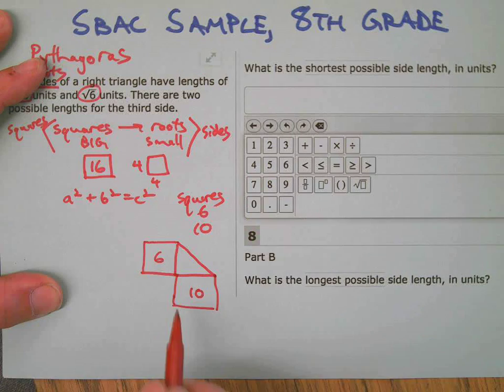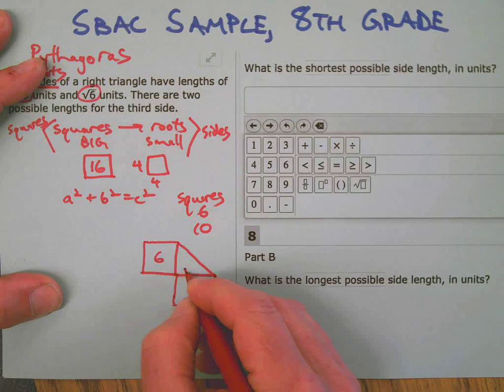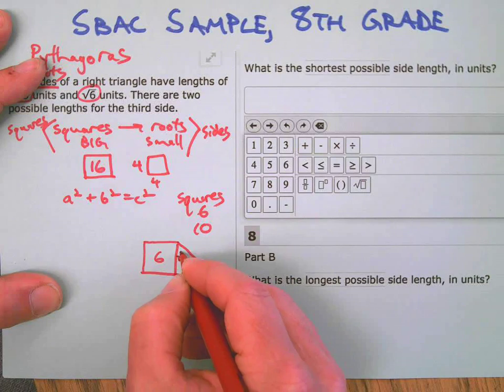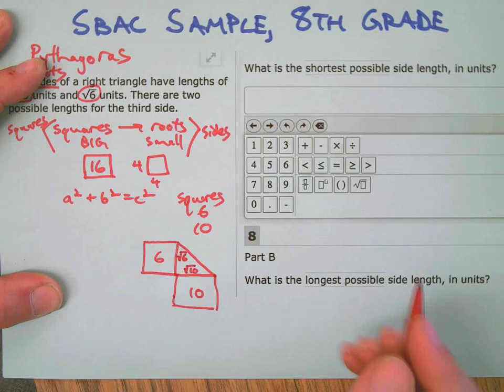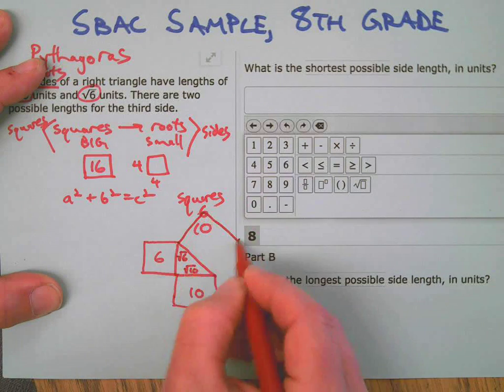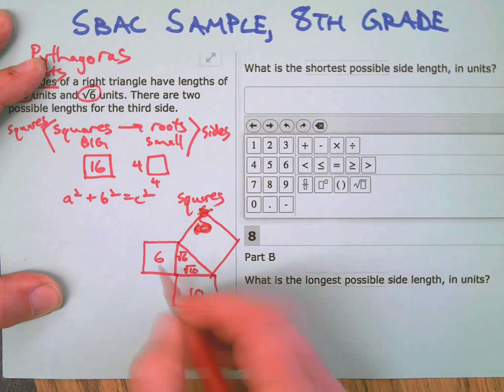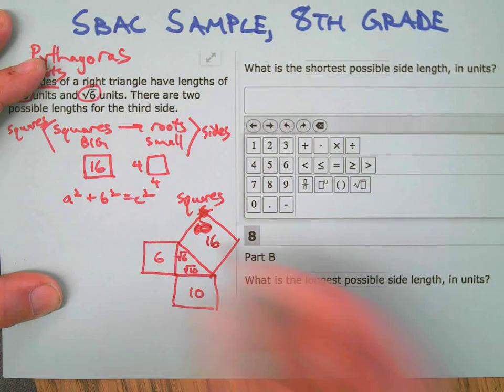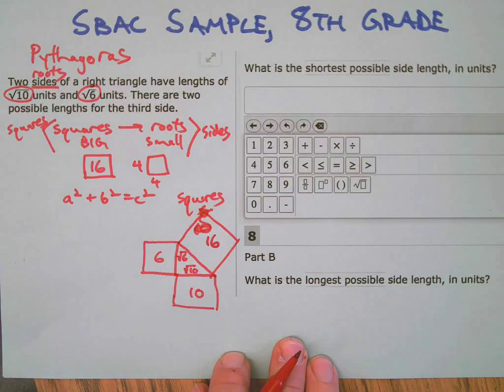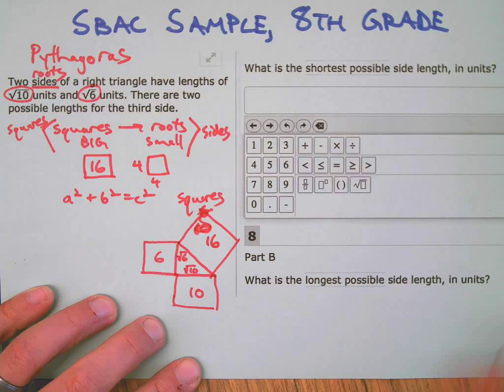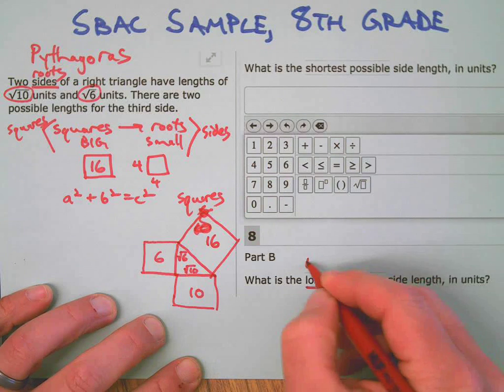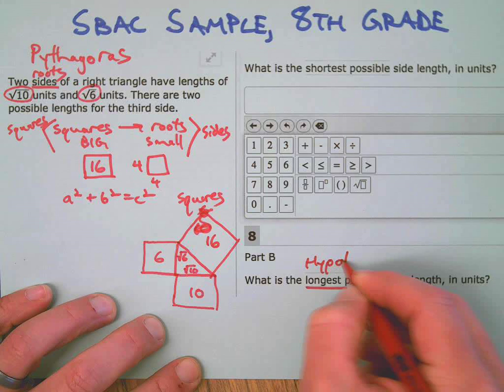Remember, I'm talking squares over here. I'm not talking the roots, because the root is the side. Okay? And so that means this square, if this were a right triangle, would have to be 16. Okay? Longest possible side, we're talking the hypotenuse.